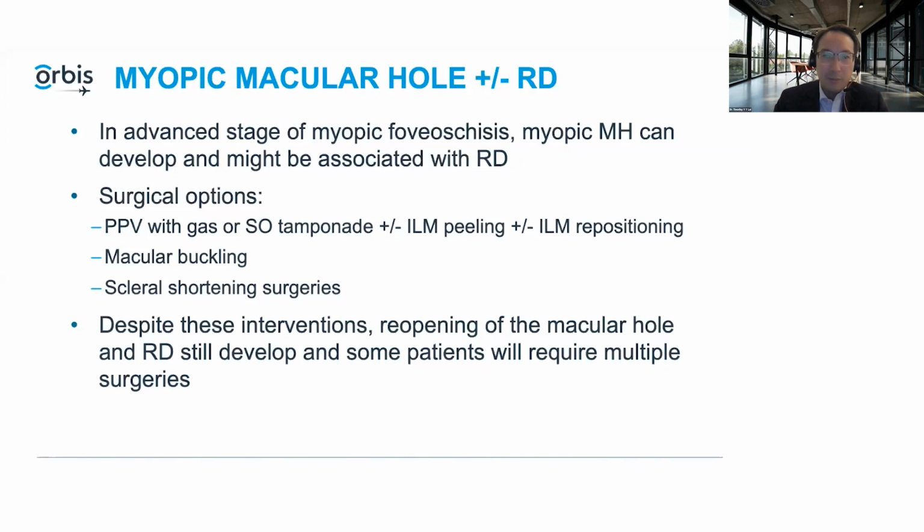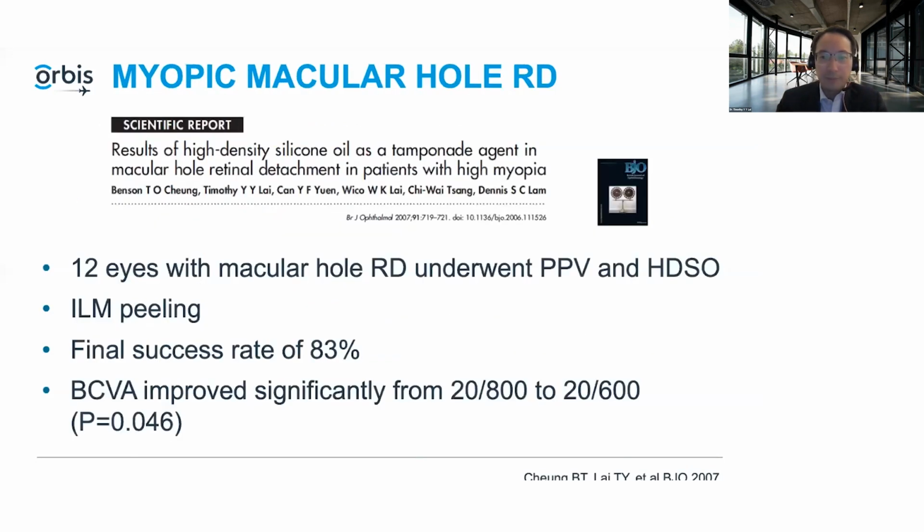the choroid is quite thin and you don't have much tissue, because of the elongation of the eyeball the contour is not correct, so many patients may still need multiple surgeries.